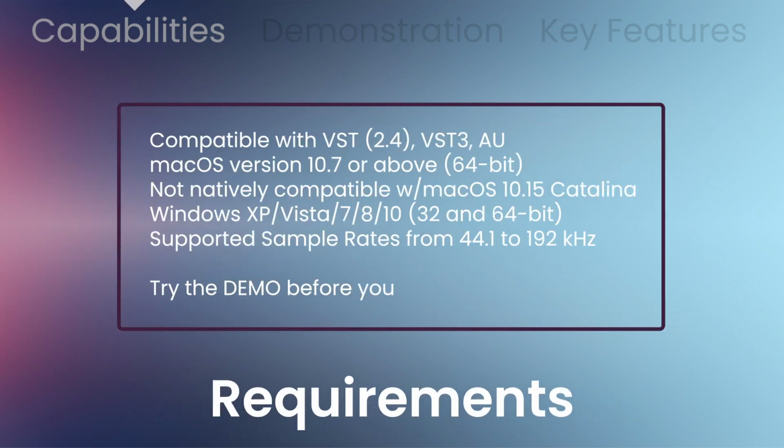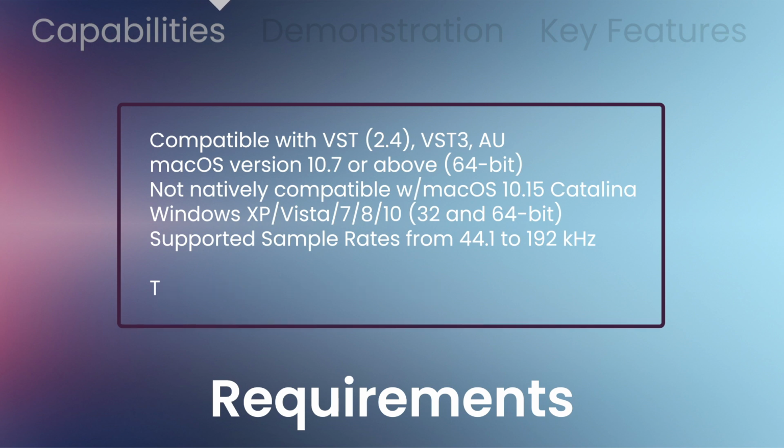This is compatible with VST 2.4, VST 3, and AU hosts. You'll need macOS 10.7 or higher at 64-bit, but it's not natively compatible with macOS Catalina version 10.15. Also supported: Windows XP, Vista, 7, 8 or 10, 32 and 64-bit. Sample rates from 44.1 to 192 kHz are supported.